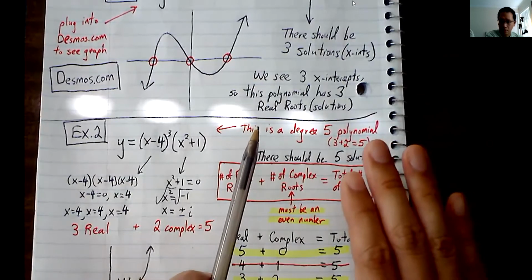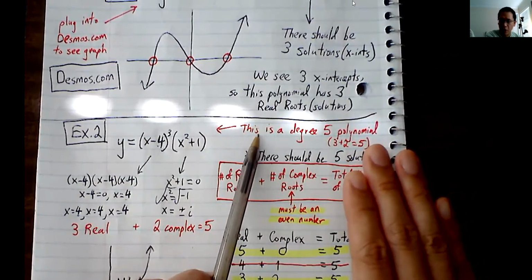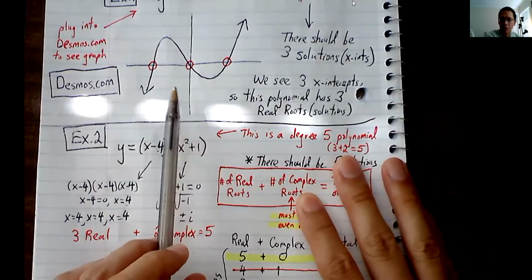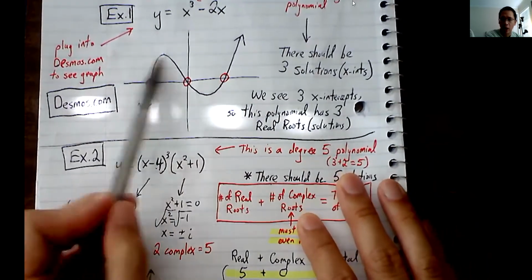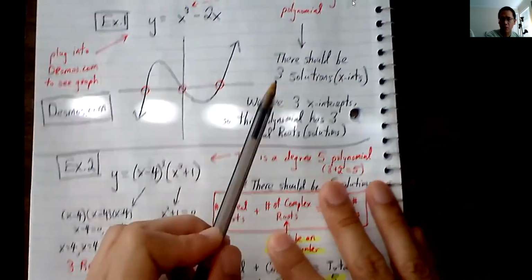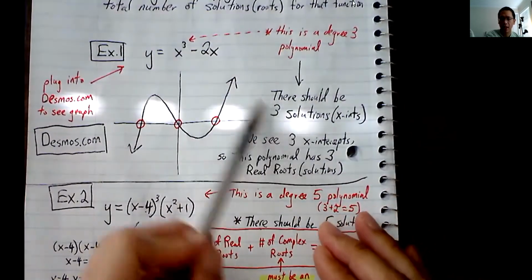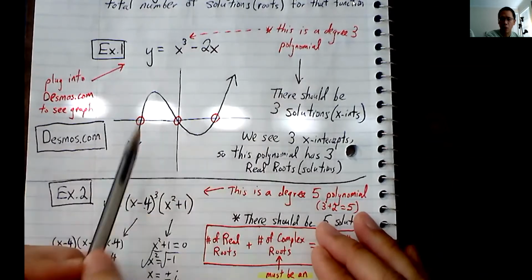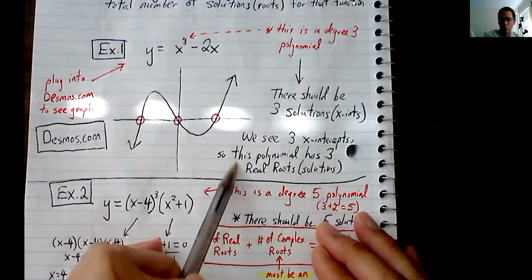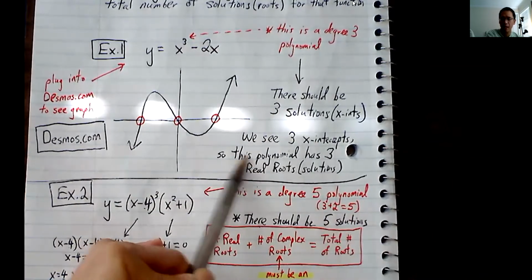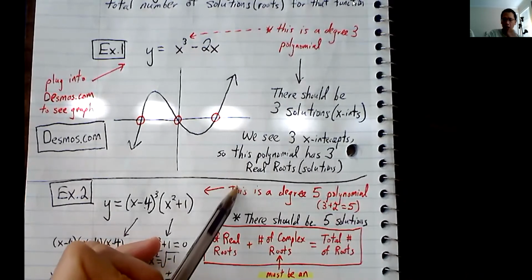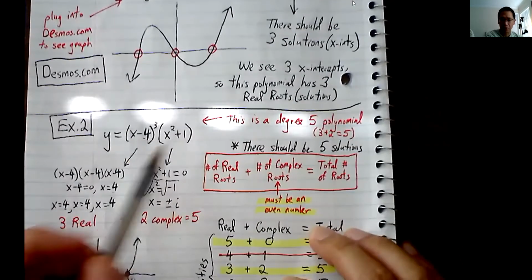Now, just because it's a 5th degree polynomial, it doesn't mean like the previous problem that we're always going to get x-intercepts. Just because we have 3 solutions, for instance, it doesn't mean that a 3rd degree polynomial will always have 3 real roots. So I want to talk about imaginary or complex roots for this particular example.